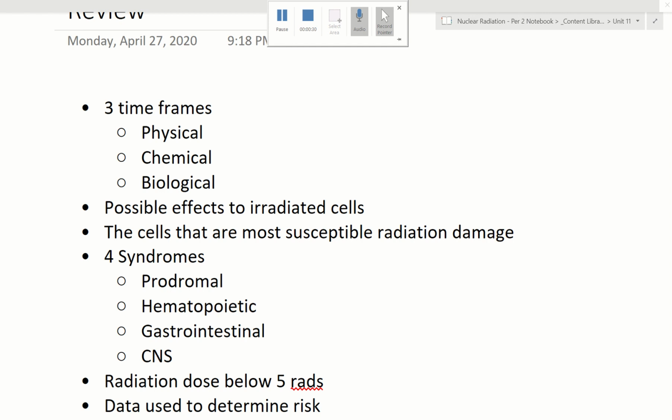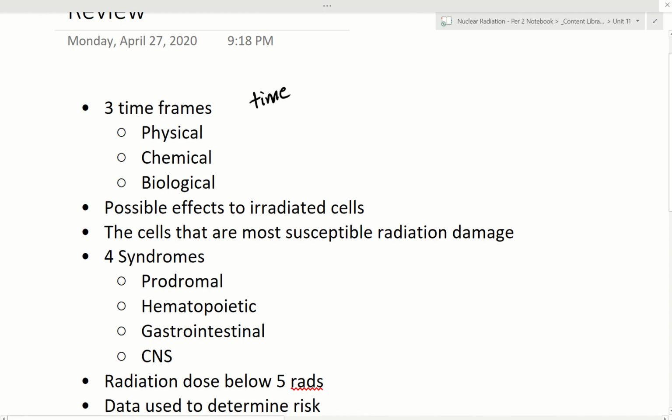So remember, there are 3 time frames in which biological damage is done. We have those time frames. For each one of these, you actually need to know the time with those. So when we look at the time frames for your biological effects, we're going to look at that and not only know what happens at each one, but the time.